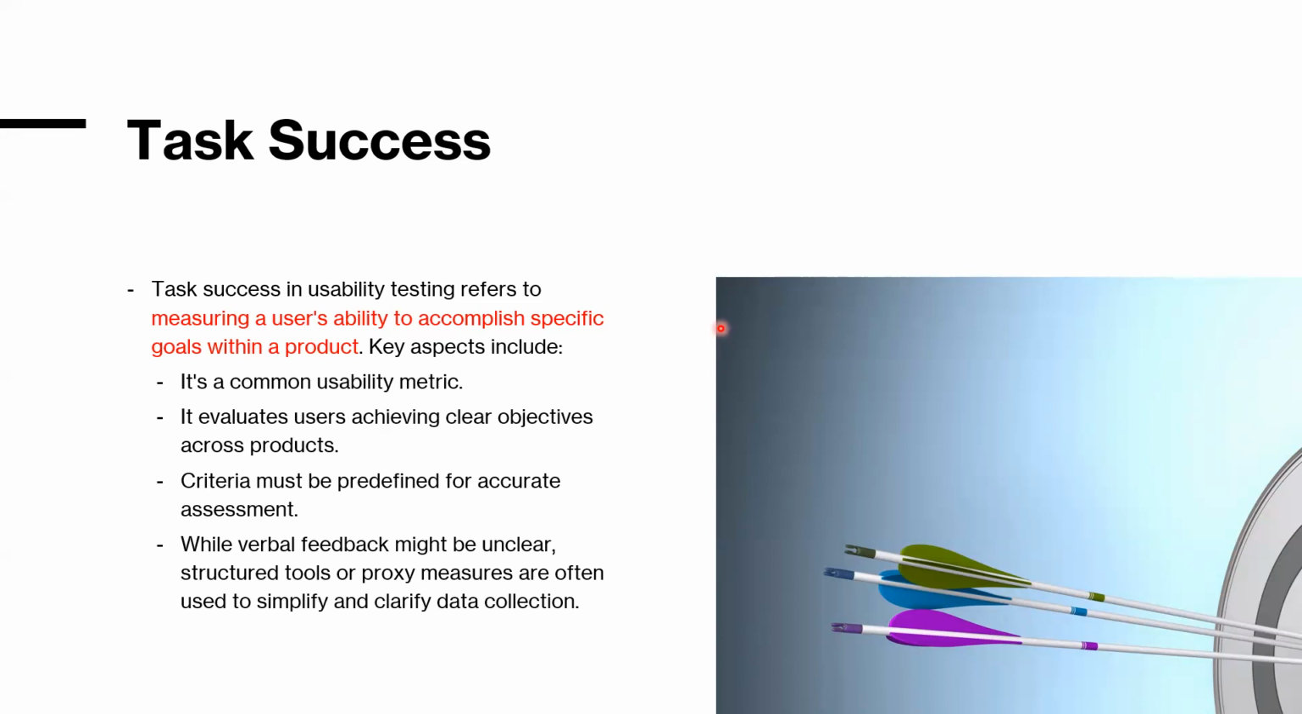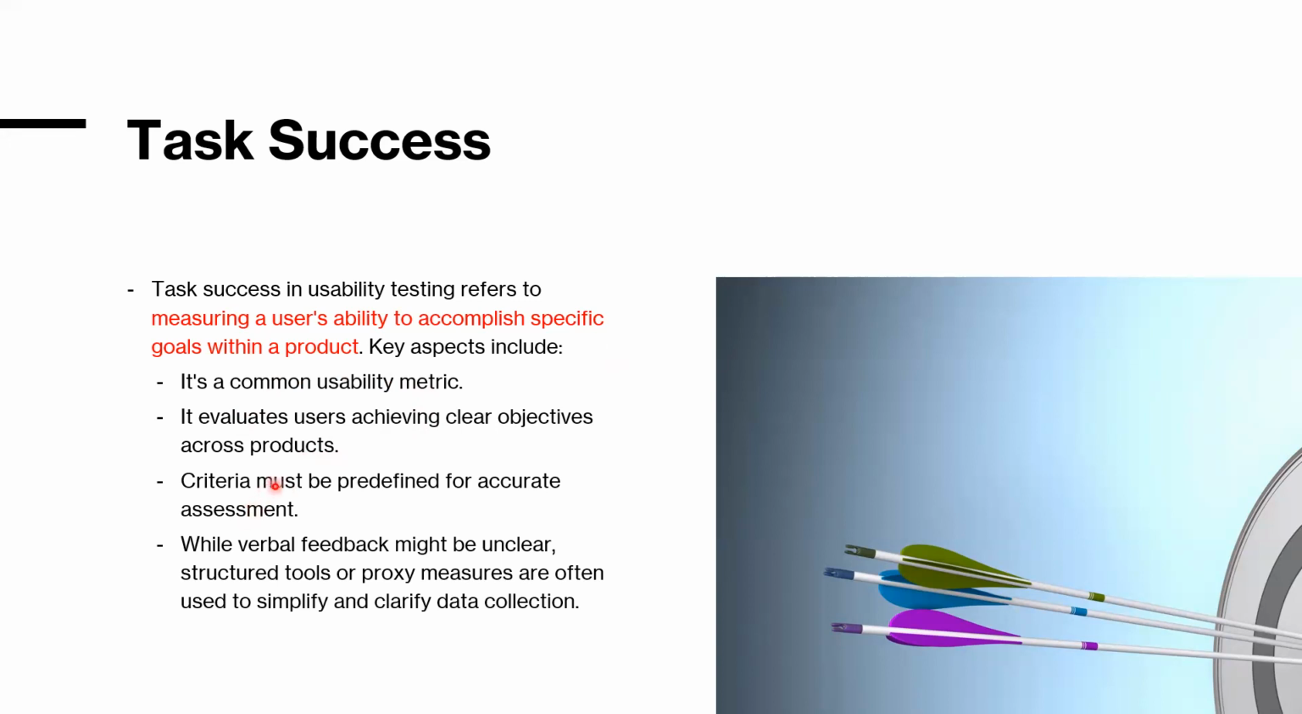So theoretically, task success in usability testing basically means that we measure a user's ability to accomplish, to complete specific goals. The goals always contain the task, right? To be able to achieve our goals, we need to execute the task, using your product, your software, your device, and so on, right? It is a very common one, right? So it evaluates whether users achieve their objectives using your product, your website, your mobile app, and so on.